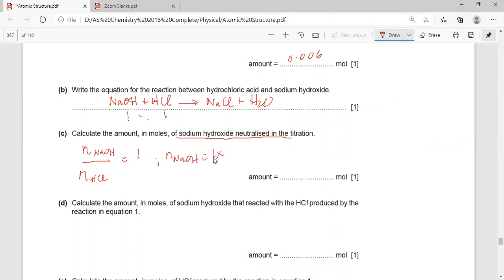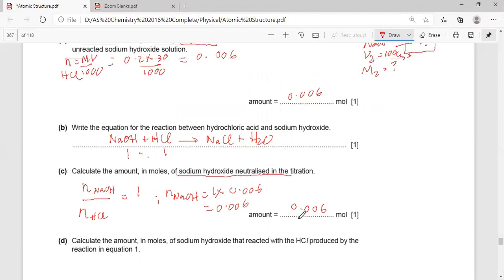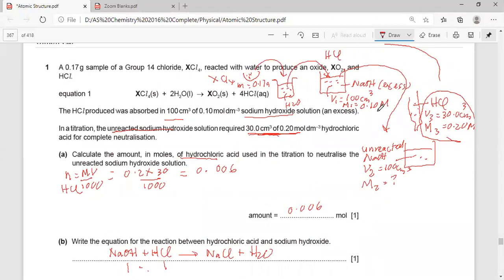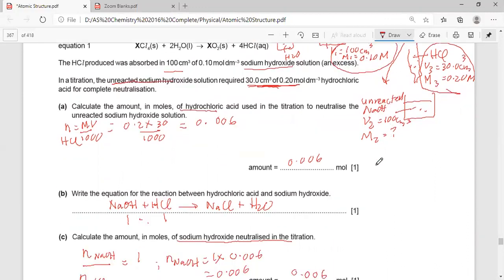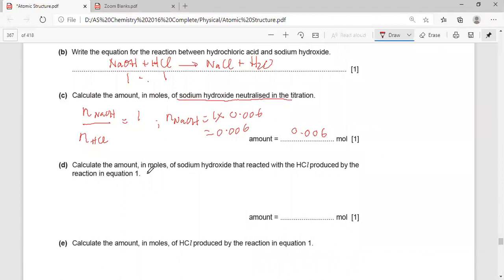Number of moles of NaOH equals 1 times the moles of HCl used, 0.006. So it equals 0.006 moles of your NaOH. Okay, so that is the amount of moles of NaOH that reacted with HCl. So originally, how much NaOH is there? They ask you now how much NaOH reacted with HCl. Now this is the excess.